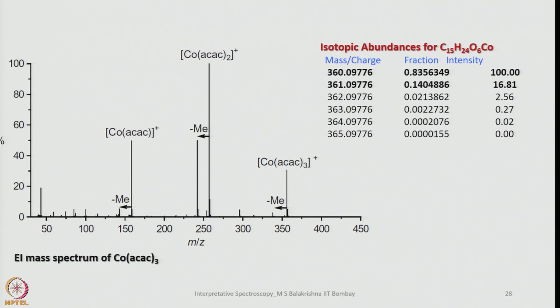So now this is for cobalt acetate. Again, the base peak is there here. And then with loss of a methyl group, it comes here, again loss of a methyl group. So you can see here, the 100% peak is here, and the corresponding ones are shown here.